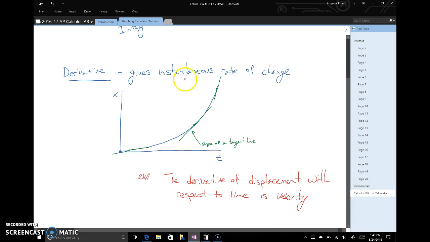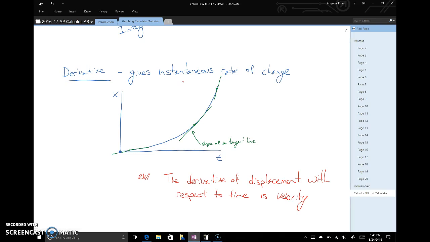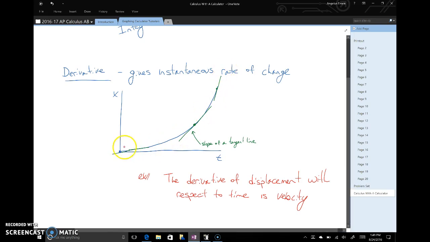But that's what the word instantaneous means. We know our velocity is changing all the time, and the derivative can tell us, based on our position function, what our velocity was at any particular time.